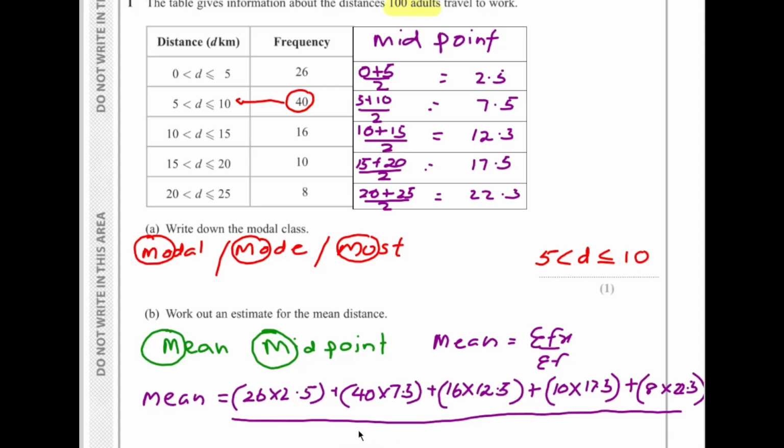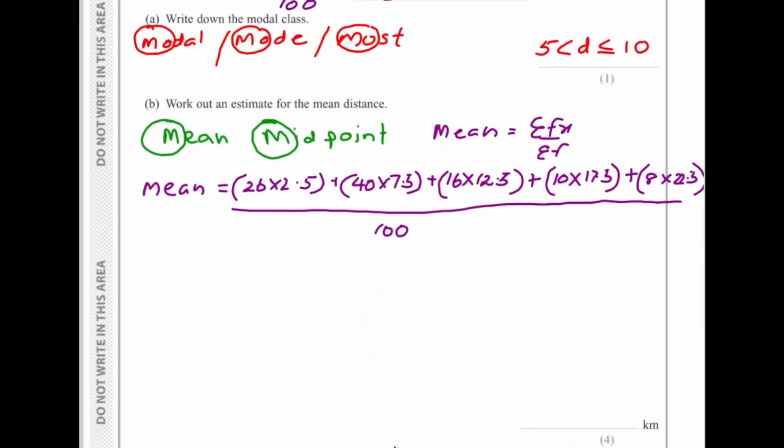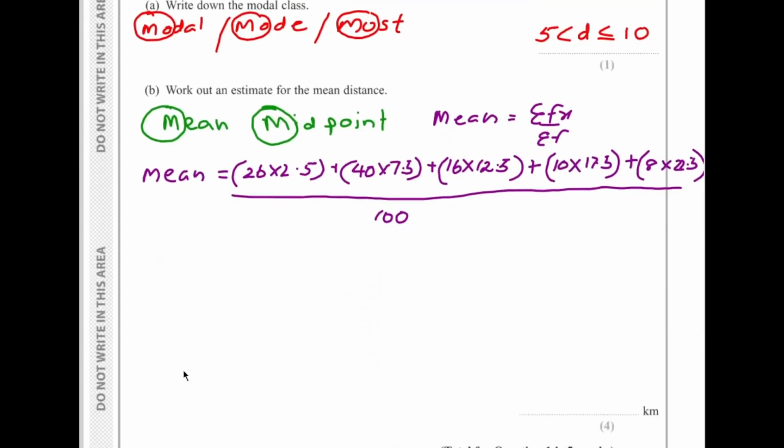After that, the total frequency is given in the question. If the total frequency is not given like this, you have to add them and get the total frequency, or you can add them individually here as well. Since I know that it is 100, I am writing 100 straight away here. Now let's plug the values into the calculator and check what the answer would be. So let's get the calculator out.